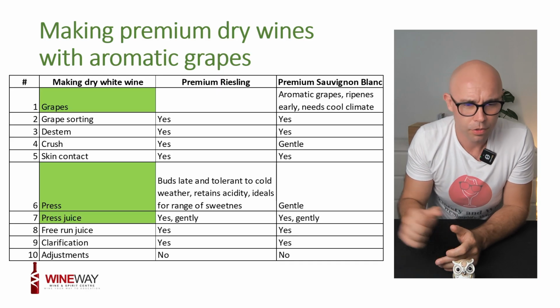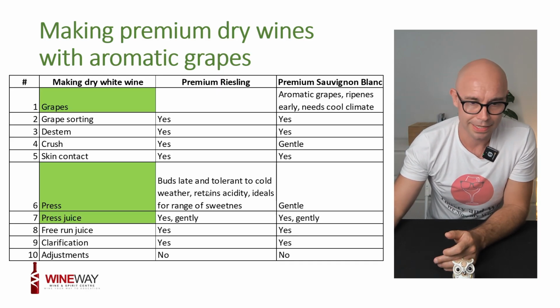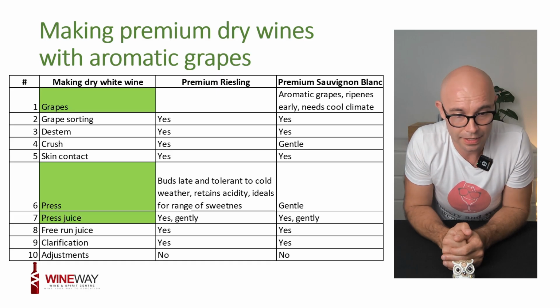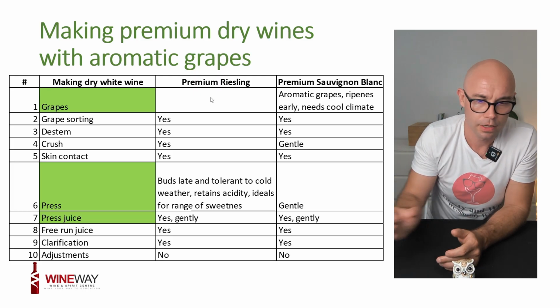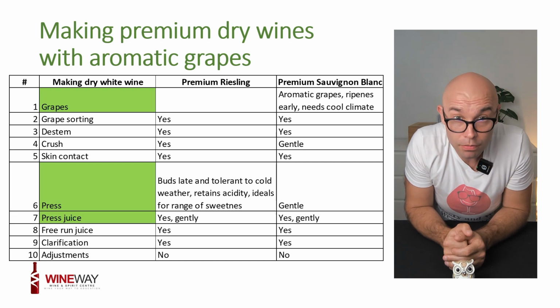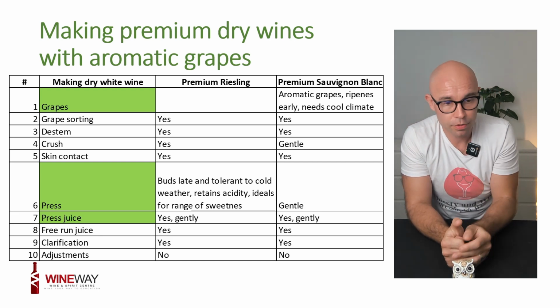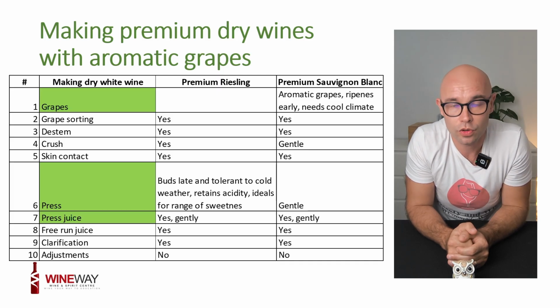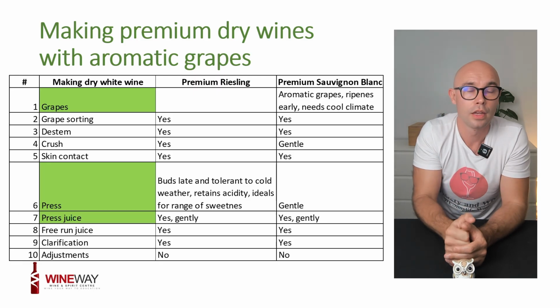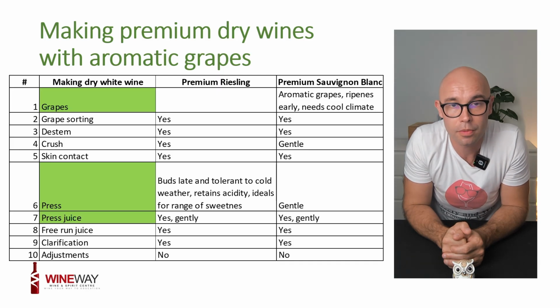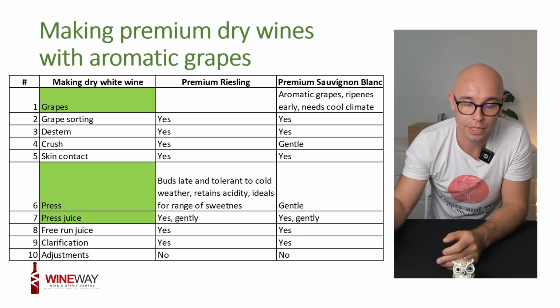Probably I meant to put this: buds late and tolerant to cold weather, retains acidity, ideal for a range of sweetness. This was supposed to be here. Yes, pressing, gentle pressing. Press juice, yes, gently, in order not to break the seed. Free run juice, yes. Clarification, yes, in order to have that pure varietal character and precision of the primary aromas. Adjustments for premium wines are usually not necessary.